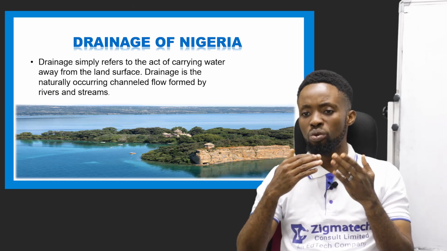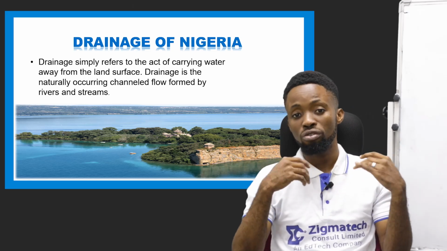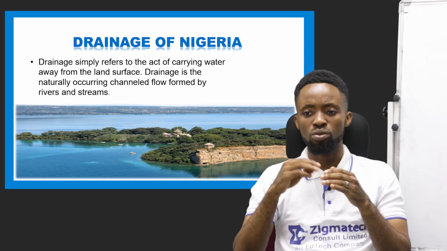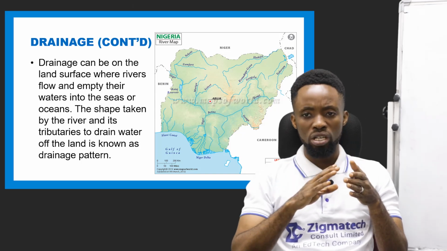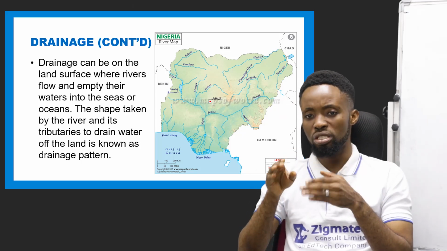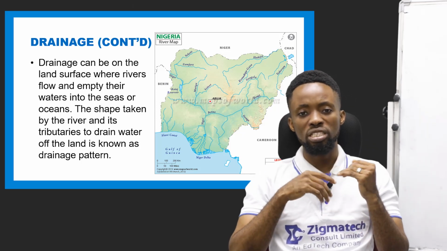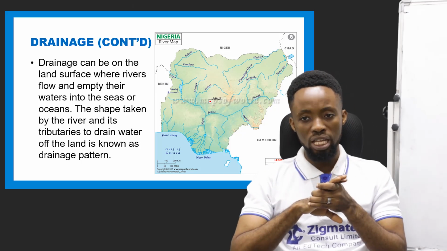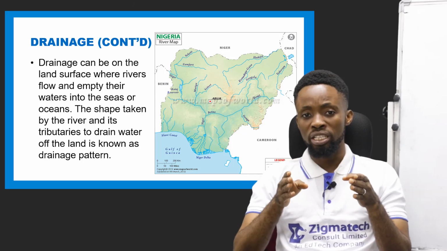So when we watch how rivers, lakes and other water bodies flow back into the ocean, that pattern of flow is seen as what we call drainage. Now, drainage can be on the land surface where rivers flow, and they also empty their waters into the seas and into the ocean. Now, the shape that is taken by a river and its tributaries to drain water off the land is called drainage pattern.